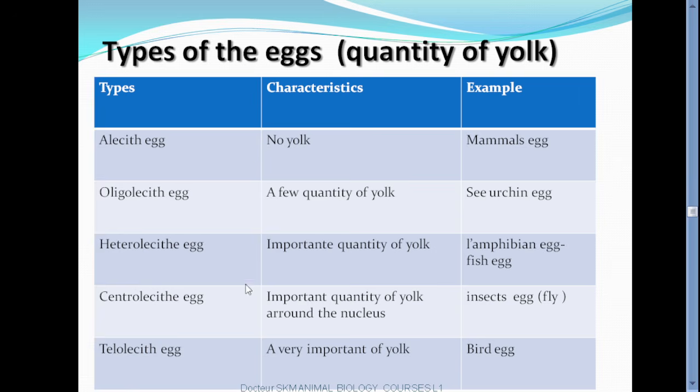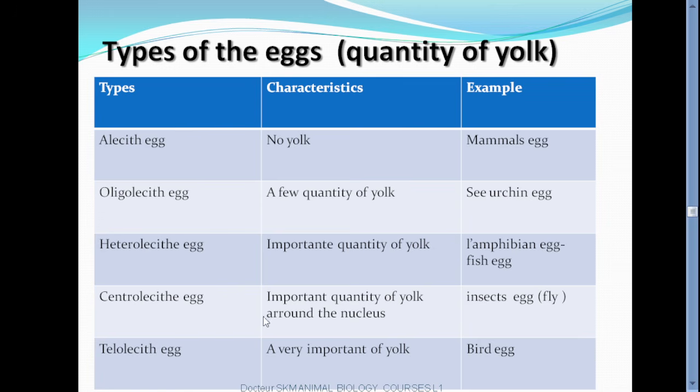Number 4, the centrolecithal egg. Here in this case, the quantity of the yolk is important, like the heterolecithal egg, but it is around the nucleus. So the yolk is concentrated around the nucleus. That's why we call it centrolecithal egg. Let's take an example such as all insect eggs, like a fly. So here we find an important quantity of the yolk, but it is concentrated around the nucleus.